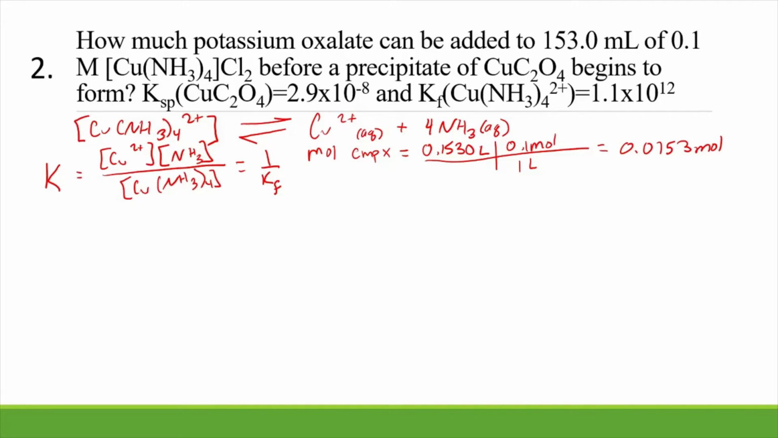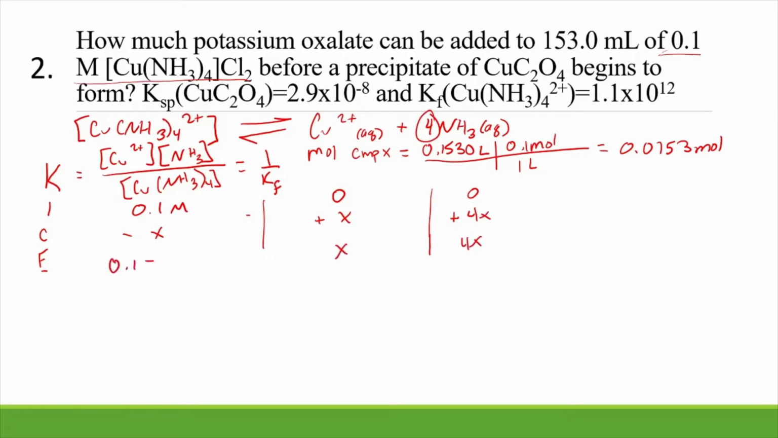Now let's also set up an ice table for this same reaction. I'm just going to do it right underneath. Now I'm starting out with 0.1 molar of my complex, because it tells us straight up right there. And we're starting with 0 copper ion, 0 ammonia. Losing X, gaining X, and the ammonia is gaining 4X, because it's got that 4 in front of it. 4X, X, and 0.1 minus X.